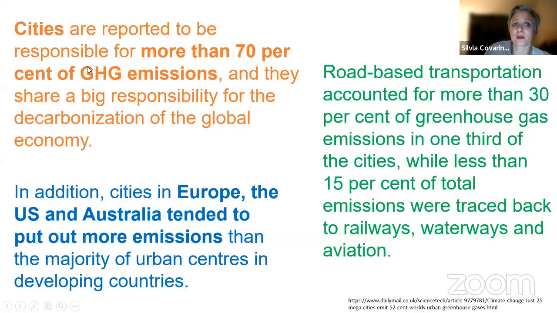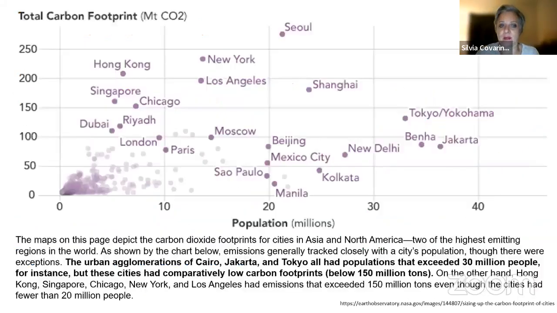Another point: cities are reported to be responsible for more than 70% of the emissions. In addition, cities in Europe, United States, and Australia tended to put out more emissions than the majority of urban centers in the developing countries. I mean, there are certain particular zones, like Europe, United States, and Australia, that are producing a lot, more than the rest of the planet. And there is also another observation about mobility, another important thing. Some people are consuming, buildings are consuming, the production system is producing emissions, and also the physical part of the city, the building.